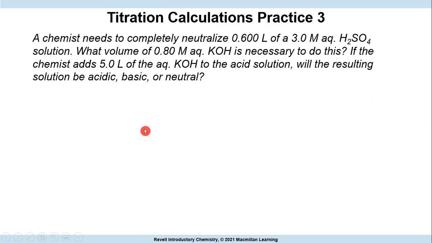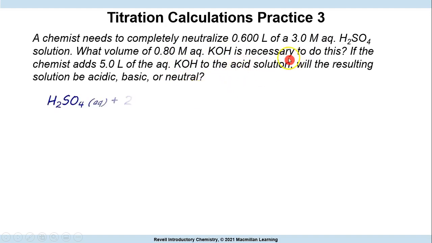Now let's look at a second example. A chemist needs to completely neutralize 0.600 liters of a 3.0 molar aqueous sulfuric acid solution. What volume of 0.80 molar aqueous potassium hydroxide is necessary to do this? If the chemist adds 5.0 liters of aqueous potassium hydroxide to the acid solution, will the resulting solution be basic, acidic, or neutral? So here we have the volume of acid, we have the concentration of the acid. Here we have the concentration of the base, and we are looking for the volume.